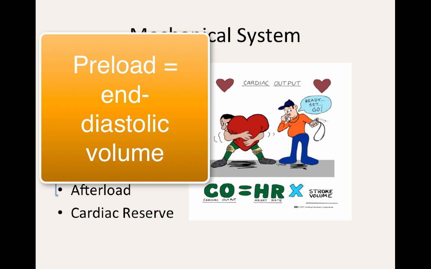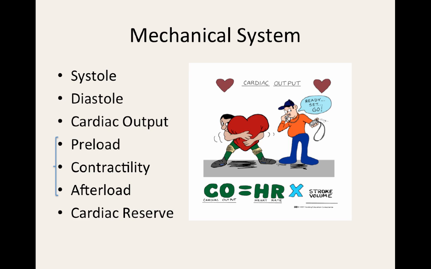Preload is the amount of volume in the ventricles at the end of diastole. So preload is a measure of volume. It's end diastolic volume. At the end of diastole, when your ventricle is most relaxed, there's a volume of blood there. Preload is the amount of volume in that blood right before ventricular contraction begins. It determines the amount of stretch that's placed on the myocardial fibers. So preload is important because it's a measure of volume. If preload goes down, stroke volume is going to go down. If preload goes up, you assume stroke volume will go up.